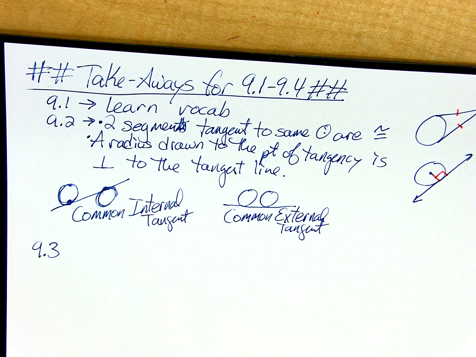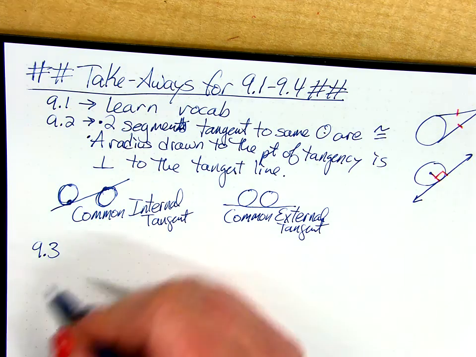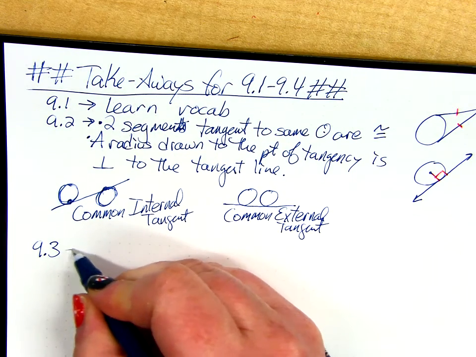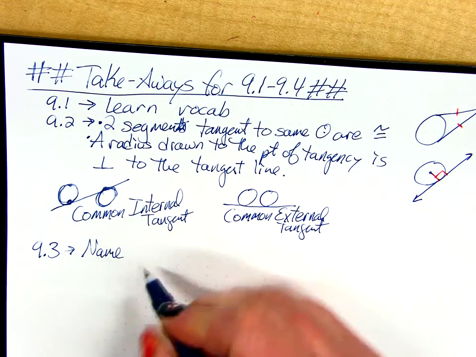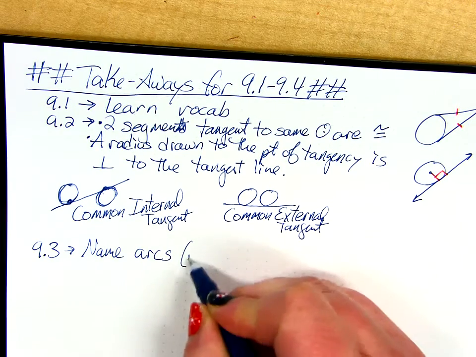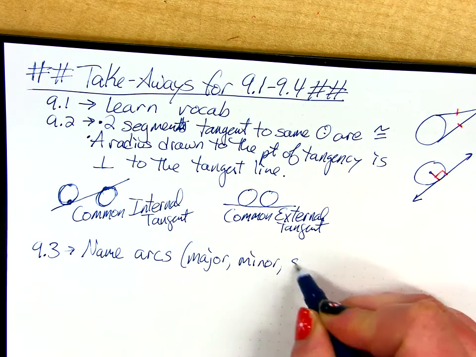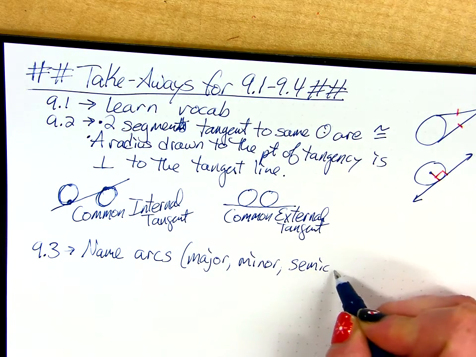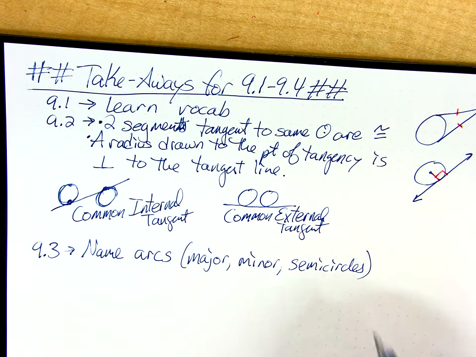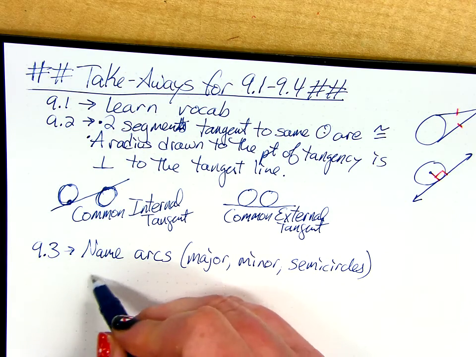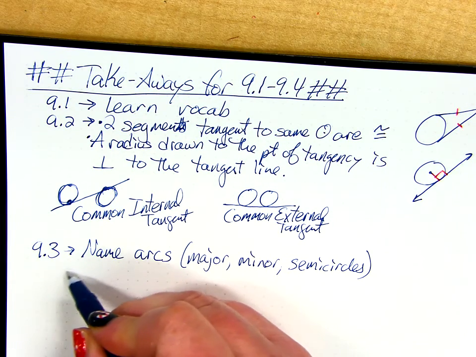So those were your main takeaways from 9.1, 9.2. 9.3, that starts all the arc stuff. Okay? So make sure that you know how to name arcs. So we had major, minor, semicircles. I had a question on the degree of, because I saw problems that had degrees on the outside, but then it was like find a degree on the inside. Right. So that's another tidbit that you need to know. So that's a big deal.